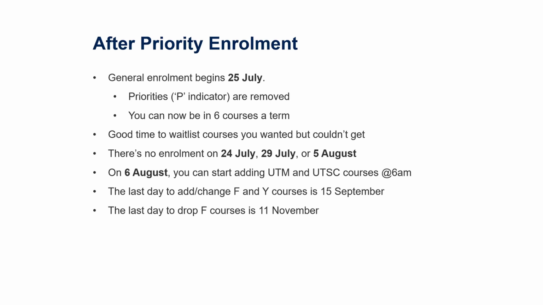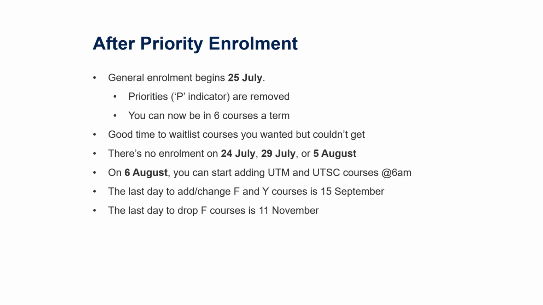During this period, you can have 6 courses a term. And this is a good time to add wait lists or hope to have courses that you weren't able to get into before. There is no enrollment at all on the 24th of July, the 29th of July, or the 5th of August. On the 6th of August, you can start adding UTM and UTSC courses. I don't think you should be doing it as a first-year student, but just bear in mind that is an option that's available to you.